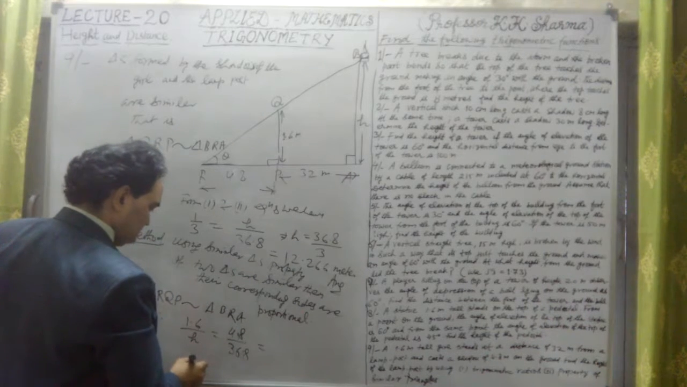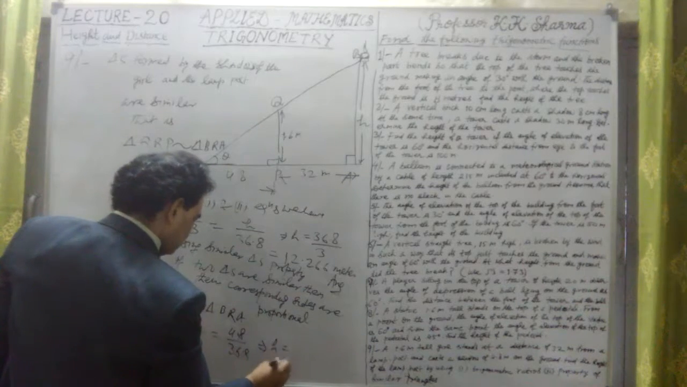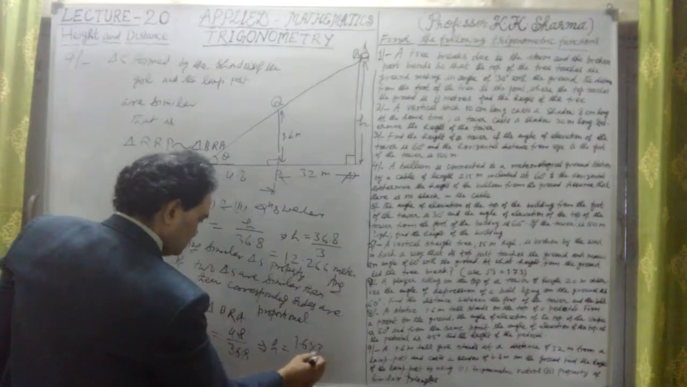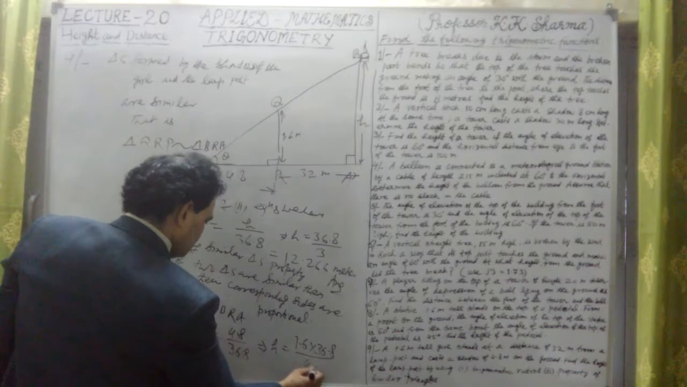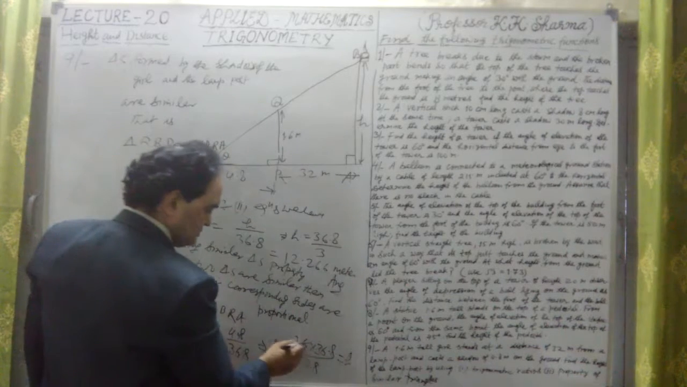Okay, so now if I just cross multiply, this implies that H is equal to 1.6 into 36.8 divided by 4.8. So 16 3s are 48.